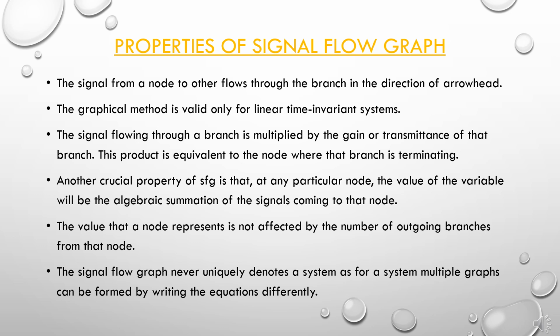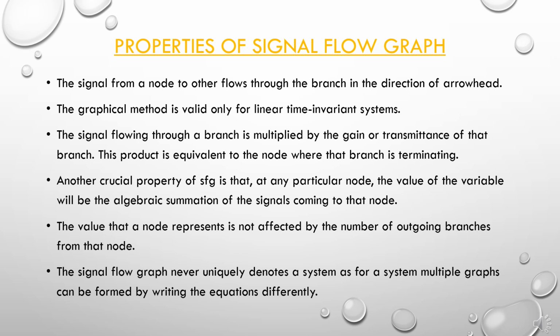Properties of signal flow graph. The signal from one node to another flows through the branch in the direction of the arrowhead. The graphical method is valid only for linear time invariant systems. The signal flowing through a branch is multiplied by the gain or transmittance of that branch. This product is equivalent to the node where the branch is terminating.